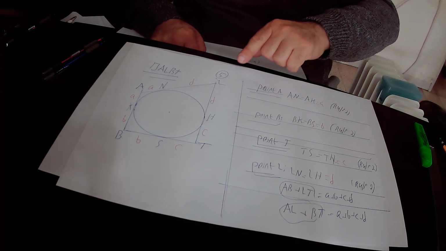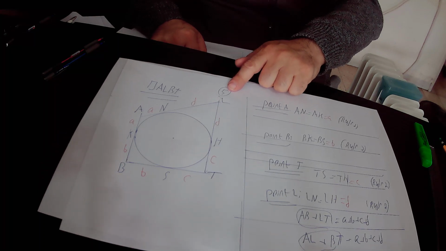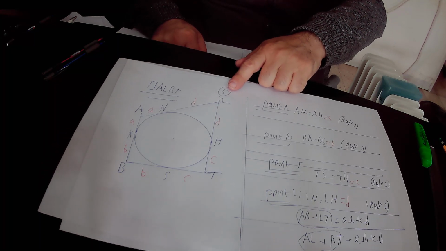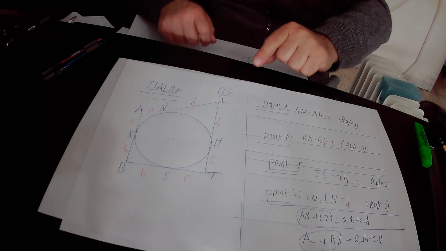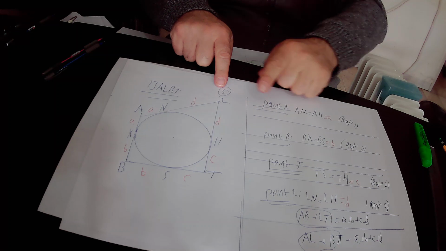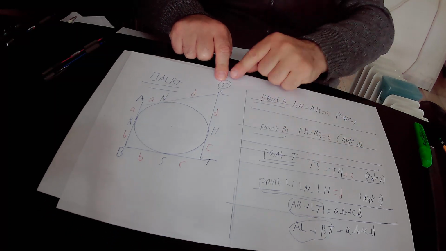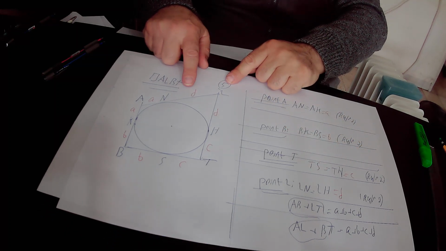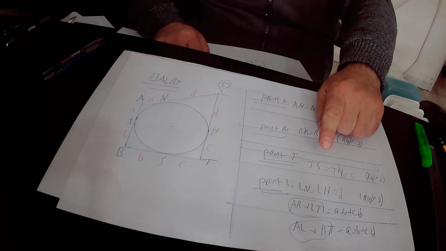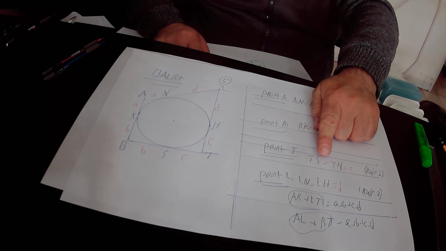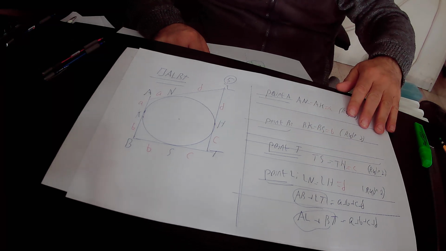And finally, we focus on the common standpoint point L. From point L, we have two tangents to this circle, tangent LN and tangent LH. According to rule 2, they are equal to each other. That is to say, LN equals LH. So if we define the length of LN as D, then the length of LH must also equal D. So we found out that LN equals LH equals D.